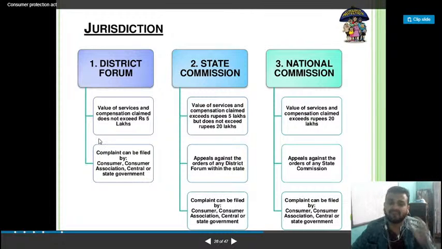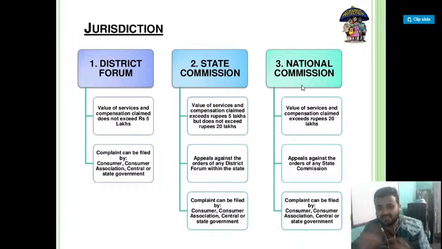In the district forum, what we are seeing is, if you are being cheated with less than 5 lakh or up to 5 lakh, you can go to the district forum. But if it exceeds 5 lakh, then you should go to the state commission or state forum. Okay, understood? And if it exceeds more than 20 lakh, then you have to go to the national or the central forum.